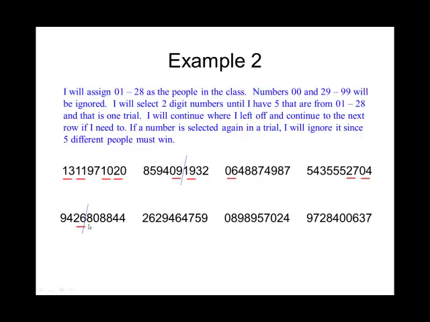Alright, in our third trial, 80, 88, 44, not in our range. 26 is a winner. 29, 46, 47, 59, out of our range. 8 is a winner. 98, 95, 70, outside our range. 24 is a winner. 97, outside our range. 28's a winner. 40, then 6. So now I have found my 5 winners. They are 26, 8, 24, 28, and 6.